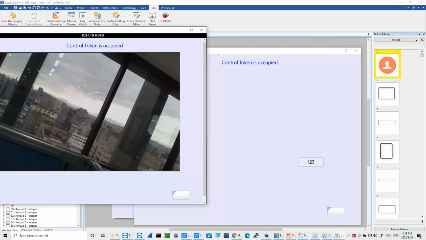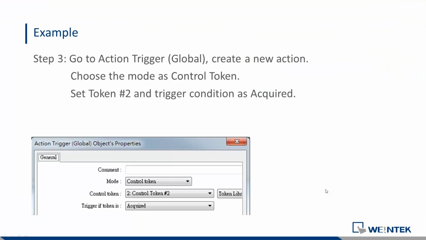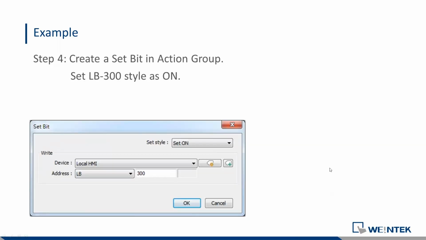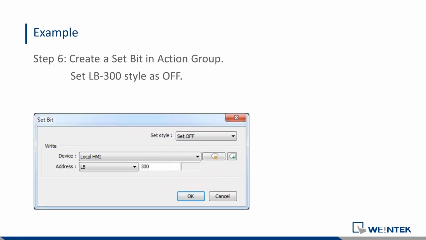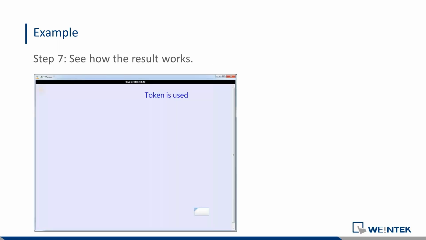So this is basically how the control token and the action trigger work. Because the control token needs multiple CMT viewers, if you want to test the function of the control token, you need to use it on an actual HMI. You can use different CMT viewers to test your functions.